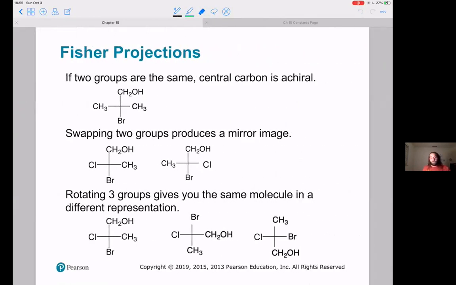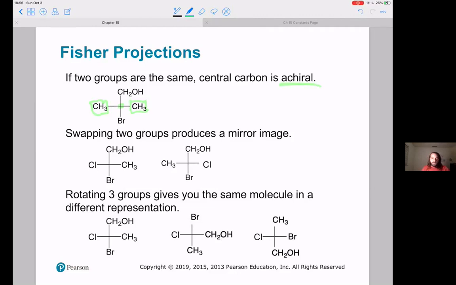Some features of Fischer projections. This isn't different from what we talked about before, but this idea that if this central carbon has two groups that are the same, so in this case these two methyl groups are the same, that's going to be achiral. And that's what we talked about before, right? In order to be chiral, you have to be bound to 4 different groups.